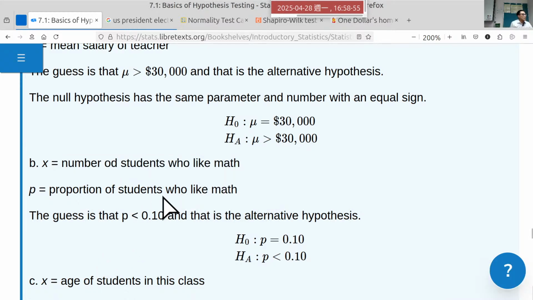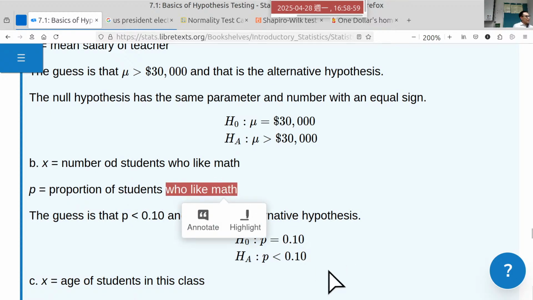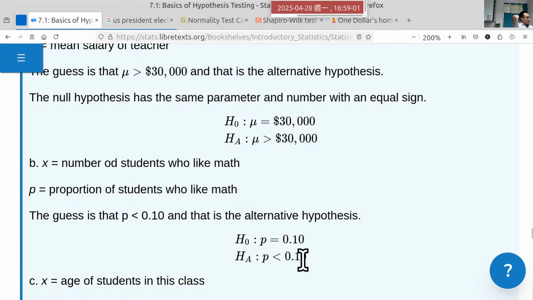P is the proportion of students who like math. And here the guess is that the population probability is less than 0.1. The null hypothesis is that the probability is 0.1. And the alternative hypothesis is that p is less than 0.1.